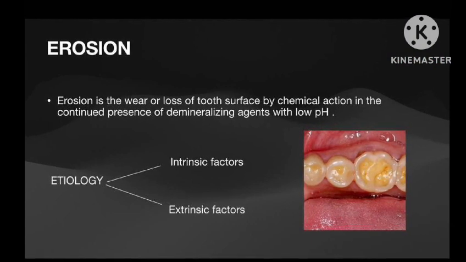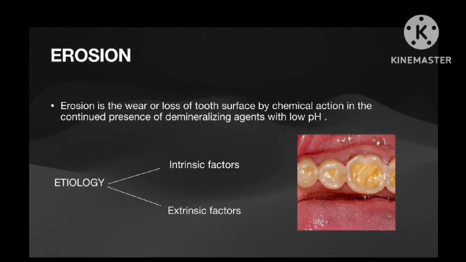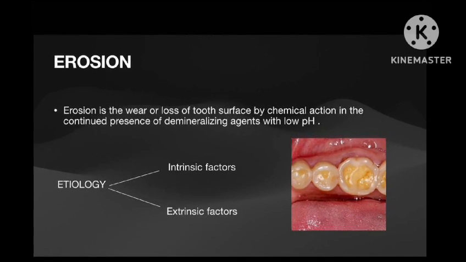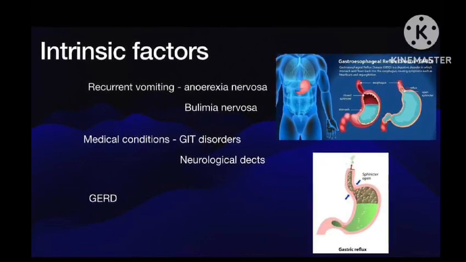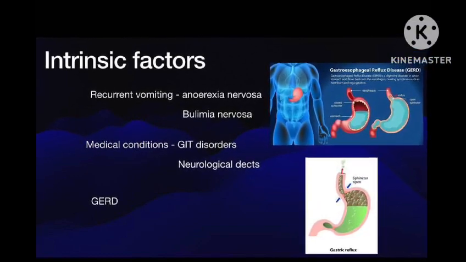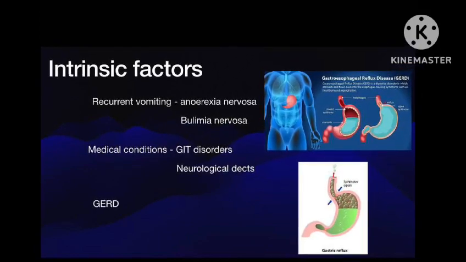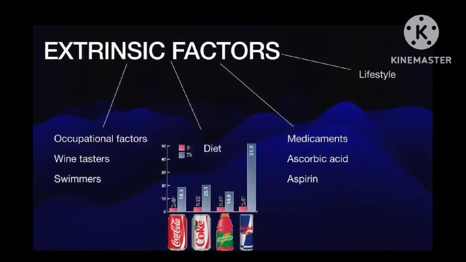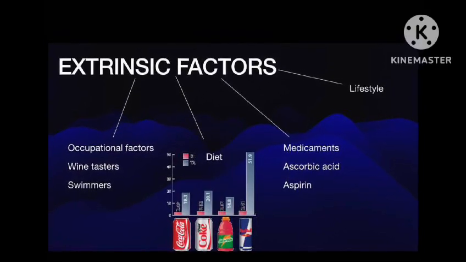Erosion is defined as a wear or loss of tooth surface by chemical action in the continued presence of a demineralizing agent with low pH. Etiology of erosion is of two types: intrinsic factors and extrinsic factors. Intrinsic factors include recurrent vomiting, that is anorexia nervosa and bulimia nervosa, and medical conditions like GIT disorders, neurological defects, GERD, that is gastroesophageal reflux disorders. Extrinsic factors include occupational factors like wine tasters, swimmers, diet, medicaments like ascorbic acid, aspirin, and lifestyle.